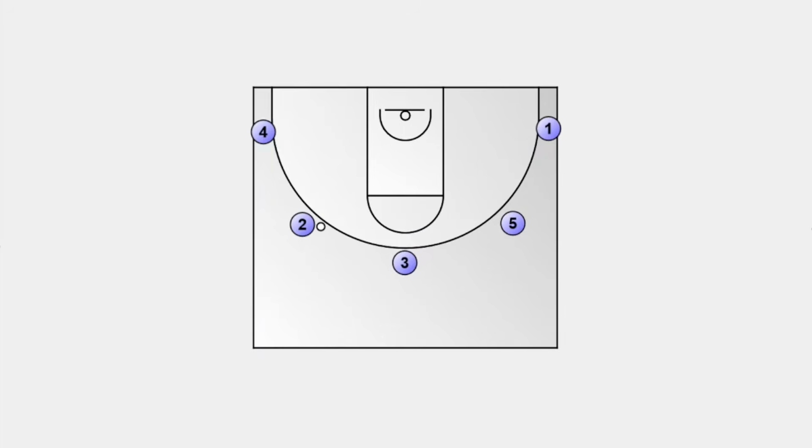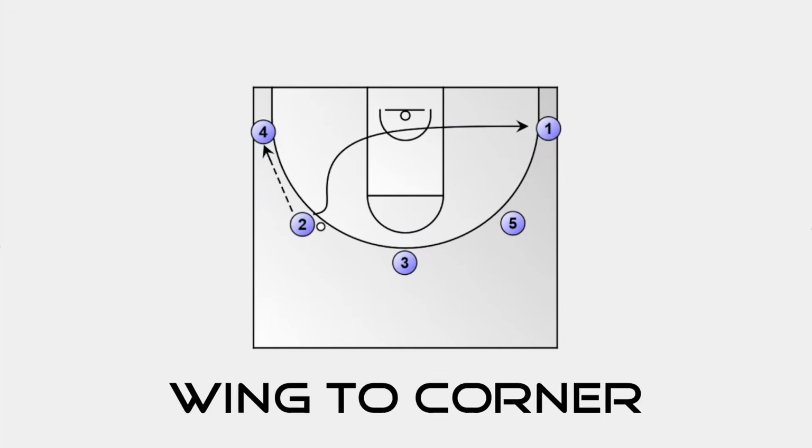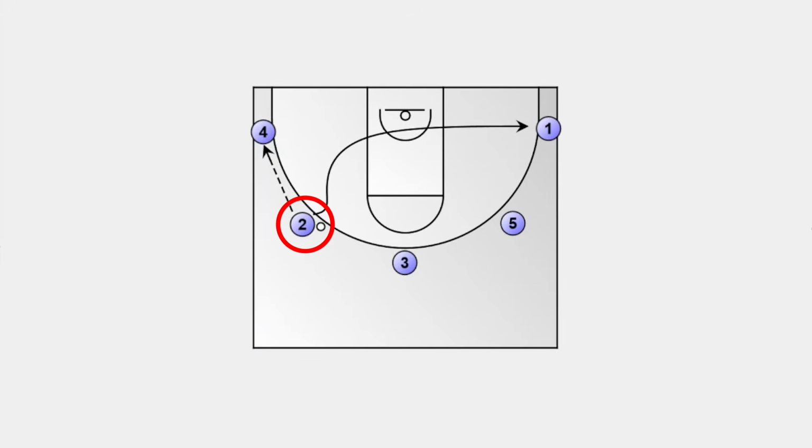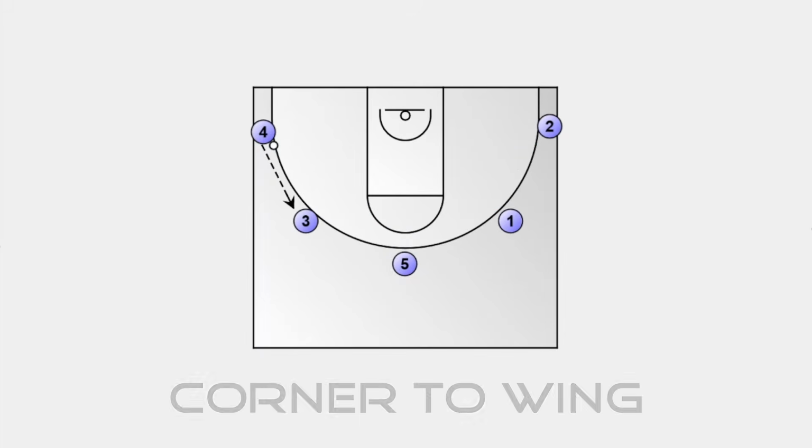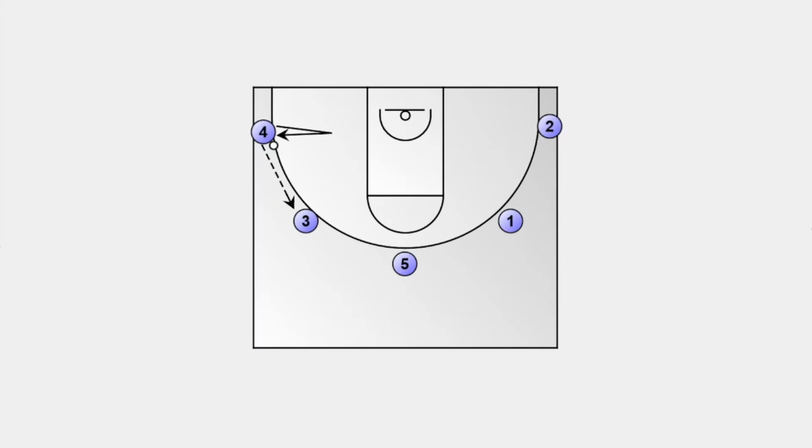Let's go through the other possibilities. On a wing to corner pass, the passer also basket cuts all the way through the key and fills the opposite corner. Once player 2 has cut, the players next to an open spot have to fill one after another. On a corner to wing pass, the passer makes an eye cut and comes back to the former position.